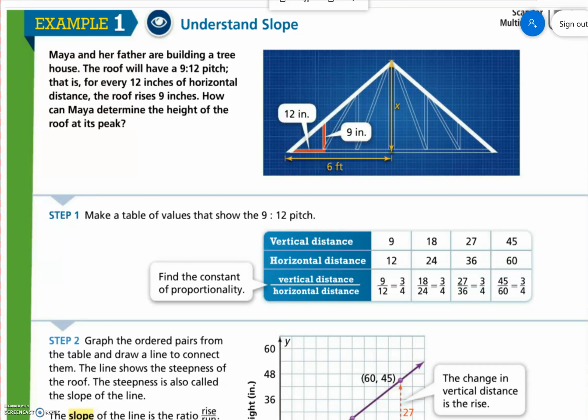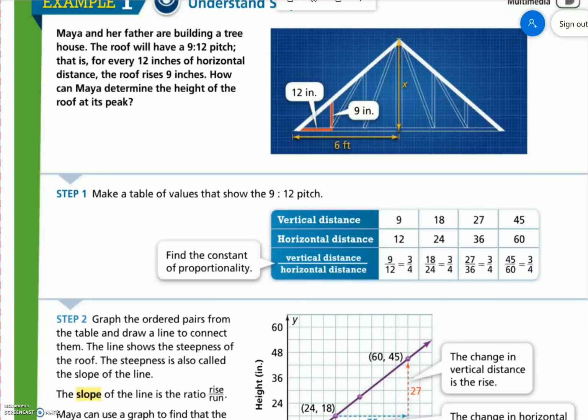Example number 1. Understand slope. Maya and her father are building a treehouse. The roof will have a 9 to 12 pitch. That is, for every 12 inches of horizontal distance, side to side, the roof raises 9 inches. How can Maya determine the height of the roof at its peak? Make a table of values that show the 9 to 12 pitch.